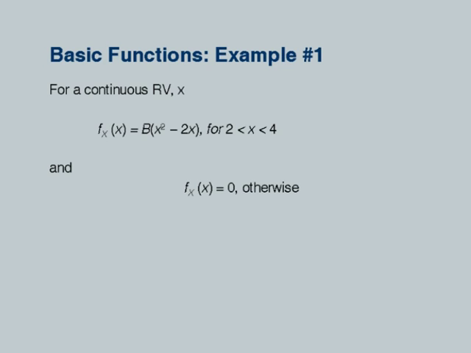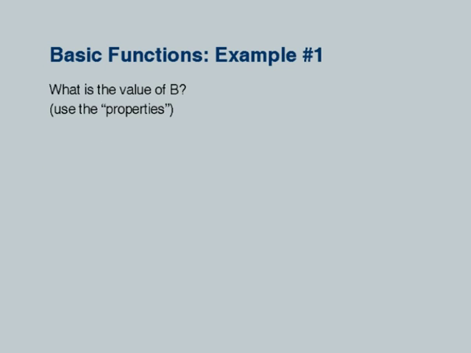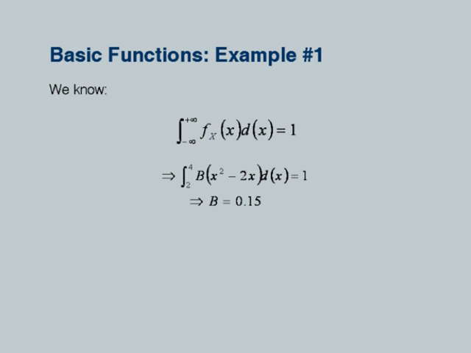Here we do a very quick example. We have a PDF for a random variable x. It's defined as b times x square minus 2x for x being from 2 to 4 and 0 otherwise. We want to find out the value of b. We use the axiom, the properties. We use that from minus infinity to plus infinity, if you integrate the PDF, we'll get 1. So basically, it turns out to an integration from 2 to 4. And from that, if we evaluate the integral, we can get the value of b equal to 0.15 from this equation.